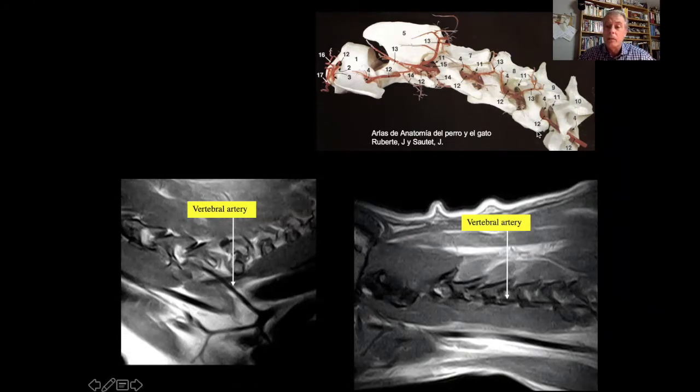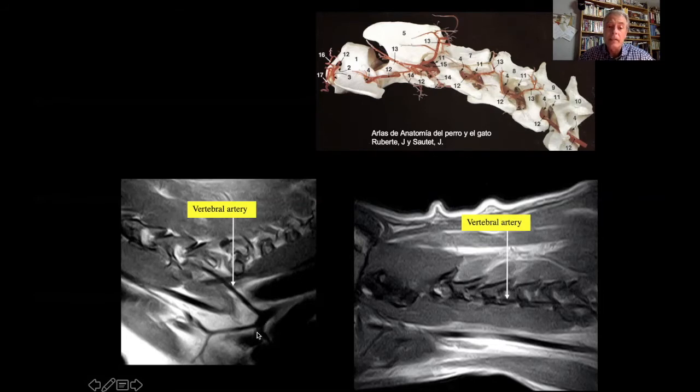Cervical spinal cord gets its arterial supply through branches of the vertebral artery. Here you have an image from the Atlas of Anatomia of the dog and cat from Roberti and Sotet. There is the vertebral artery. On MRIs, you see the vertebral artery as a branch of the subclavian artery.